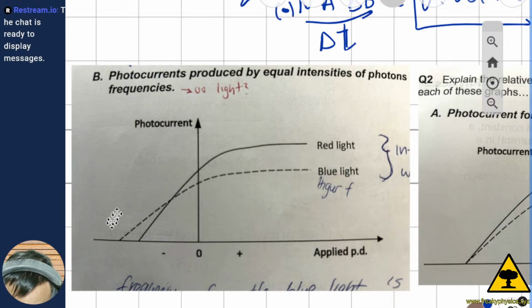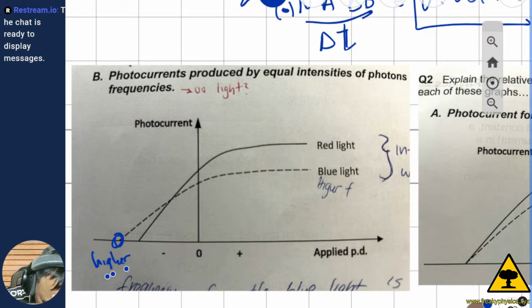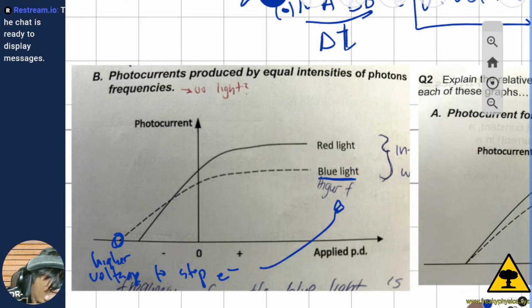Now, they cross over here because the idea is one of them needs a bigger applied PD. Going back to our image earlier, again, you need a bigger voltage for the higher frequency light, right? So the idea here is this is the higher voltage to stop electrons. So this dotted line must have the higher frequency and therefore blue light.